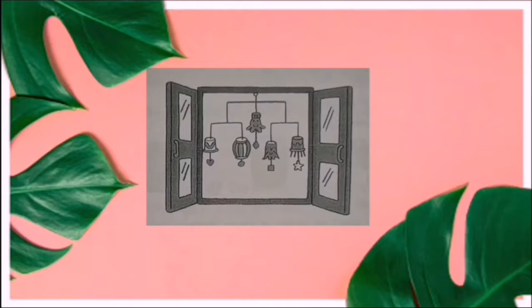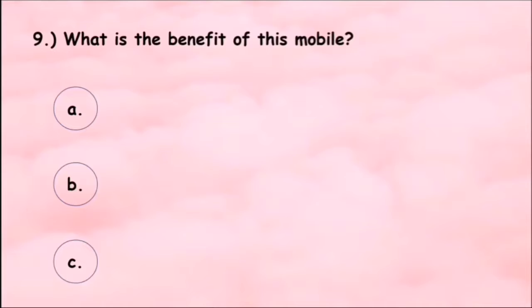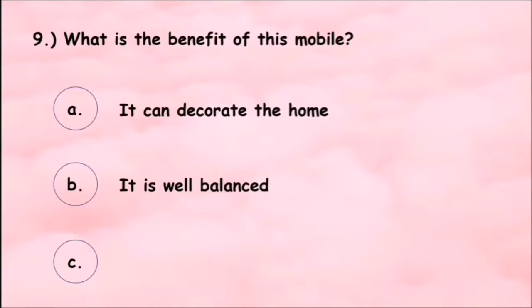But before that, let's look at this picture. So here we can see a hanging mobile hanging on the window. So for question number 9, what is the benefit of this mobile? So that means what is the good thing about having a hanging mobile? A. It can decorate the home. B. It is well balanced. And C. We can use it as a toy.